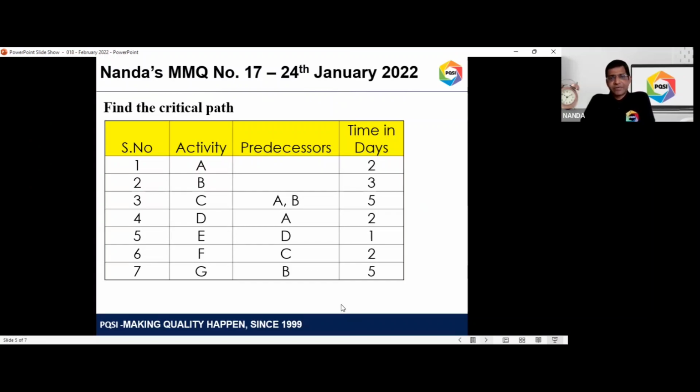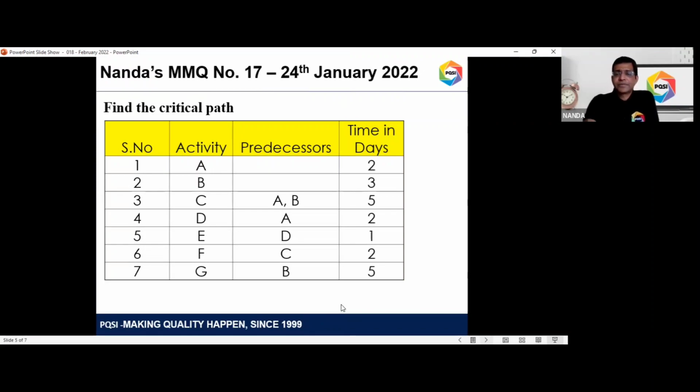So this was the question that was asked on the 24th of January, 2022, a question on CPM. It was very straightforward: to find out what the critical path of this particular process is. There are 7 activities, A, B, C, D, E, F, G, and you also have the preceding activities for each, and then the time taken in days.